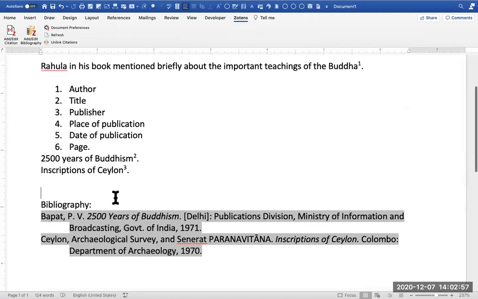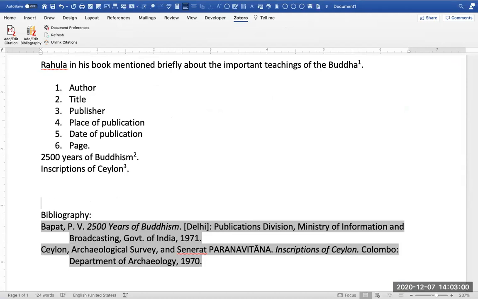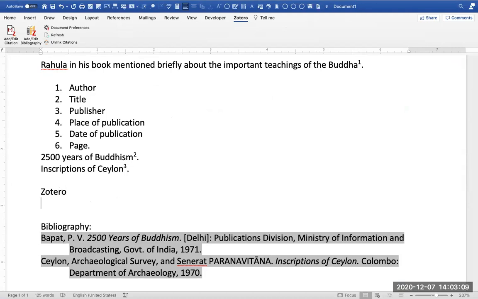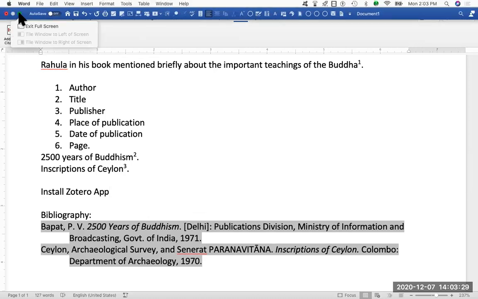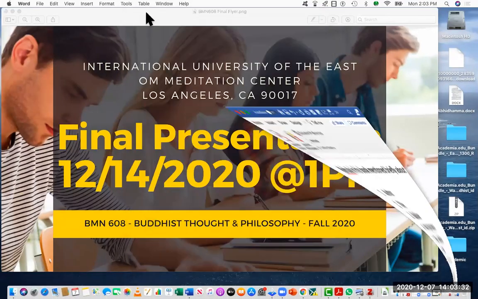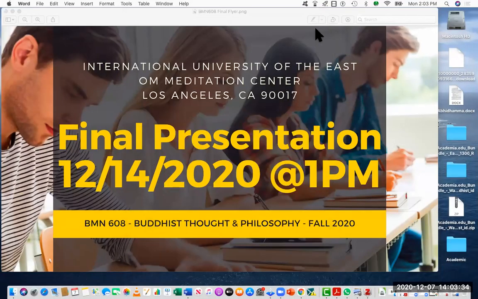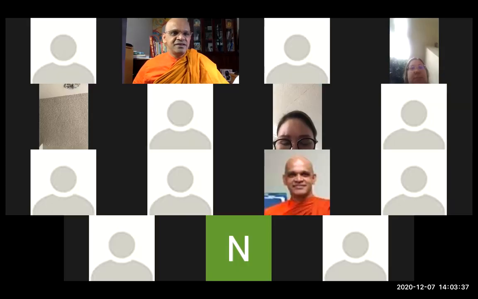And try to install this app, Zotero. Install this app. This will be very, very helpful to all of you. This will be very, very useful to all of you. It will save tons of your time, and your academic credentials will increase leaps and bounds that way.